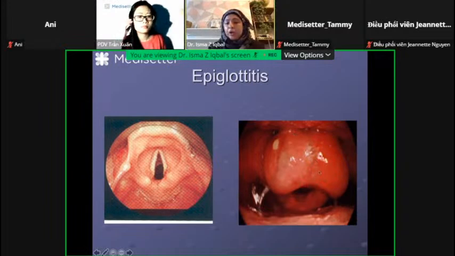As you can see, the epiglottis is really swollen compared to a normal epiglottis, and there may be some pus in here as well.